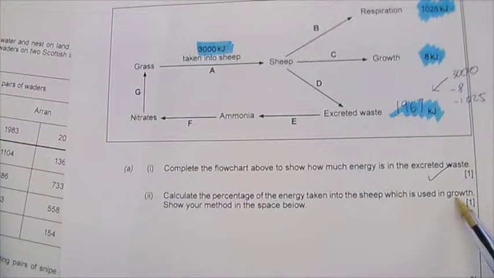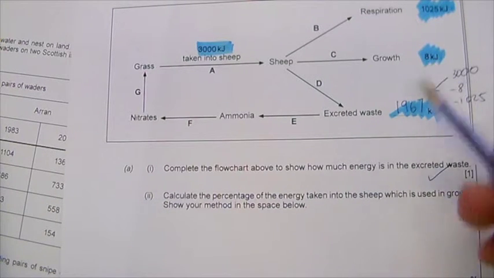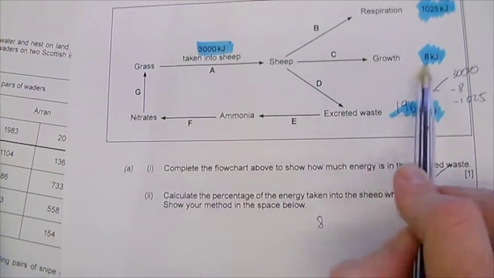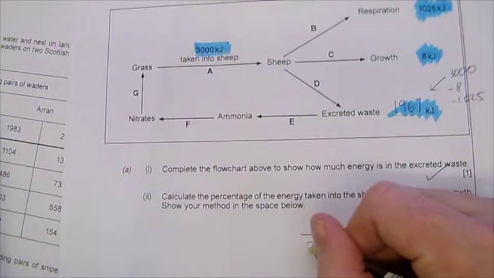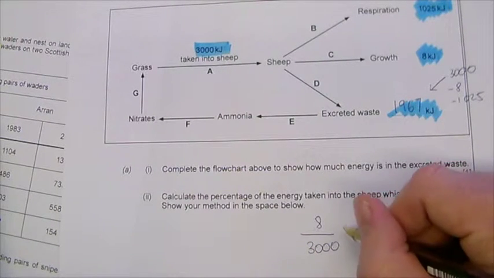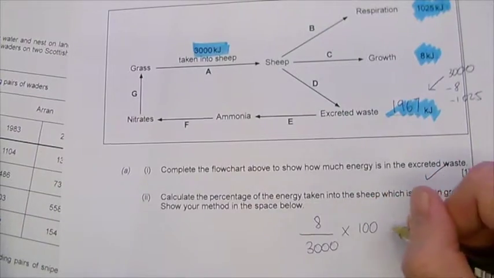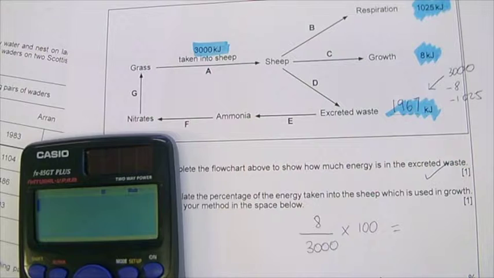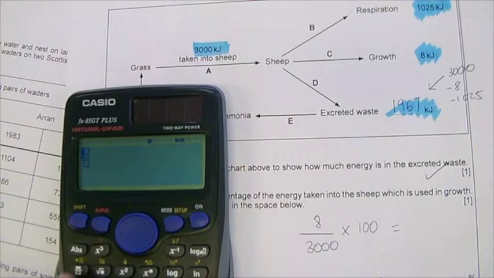So in terms of the growth, I know they had 8 kilojoules. So I do 8 out of, there was 3,000 that went in there altogether. So it would be 8 out of 3,000. Now that at the moment is a fraction. To turn that into a percentage, I need to multiply that by 100. So I'm going to use my calculator to make it look exactly the same. I press the fraction button first, 8 over 3,000 times by 100.